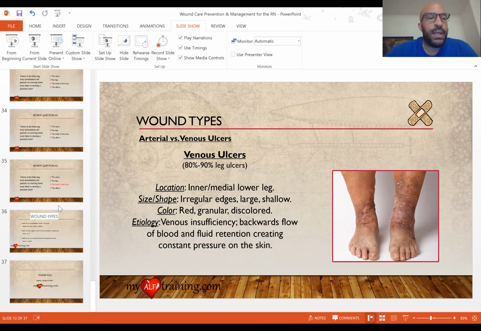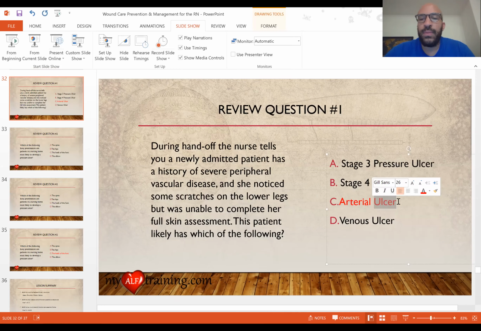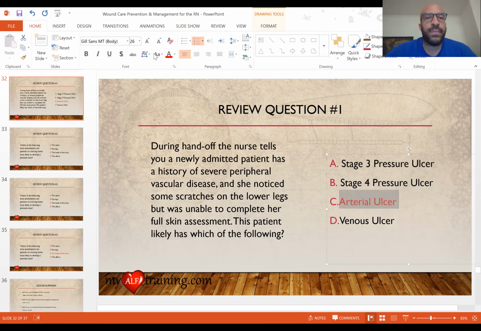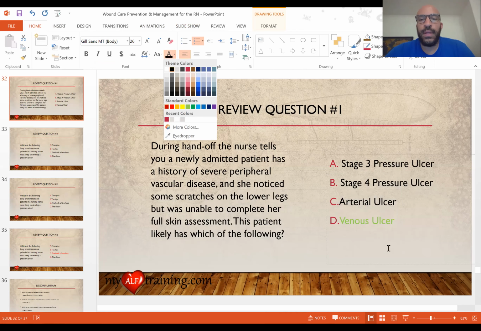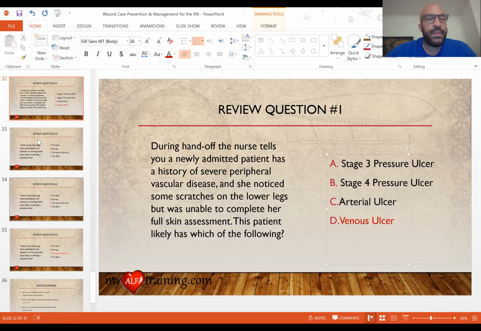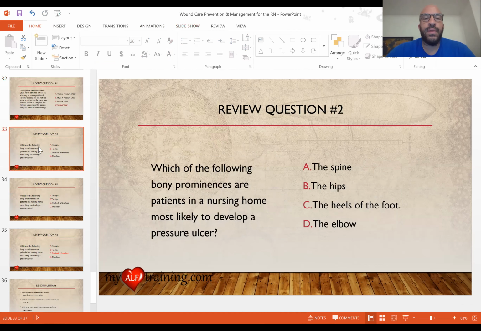So let's get back to our questions. So the correct answer is not arterial ulcer. The correct answer is a venous ulcer. There we go. All right. So next here, question number 2.